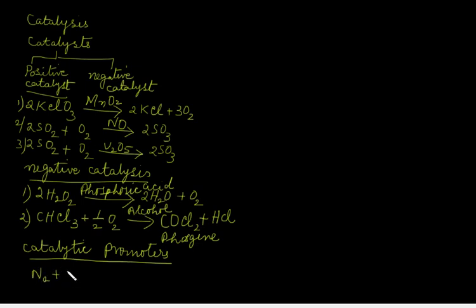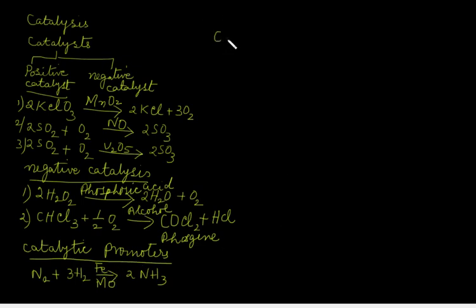nitrogen reacts with hydrogen to give ammonia. This reaction is catalyzed by iron. Presence of some amount of molybdenum enhances the activity of iron. Molybdenum acts on iron and increases the surface area of iron. The roughness of the surface of iron is increased. The free valencies of iron increase and more reactants can be converted to the product. So that is the activity of the promoter. Here molybdenum is the promoter, iron is the catalyst.